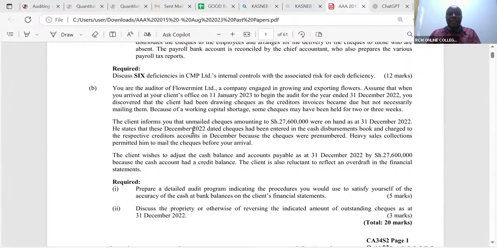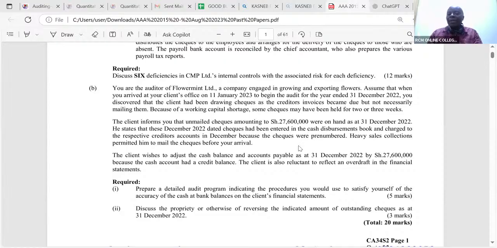He states that these December 2022 dated checks had been entered in the cash disbursement book and charged to the respective creditors' accounts in December because the checks were pre-numbered. But why are you not presenting them? Again, I see another risk. There is a risk that these guys' going concern may not be very good. That's why they don't want to pay their creditors promptly. Maybe they don't even have enough cash in the bank.